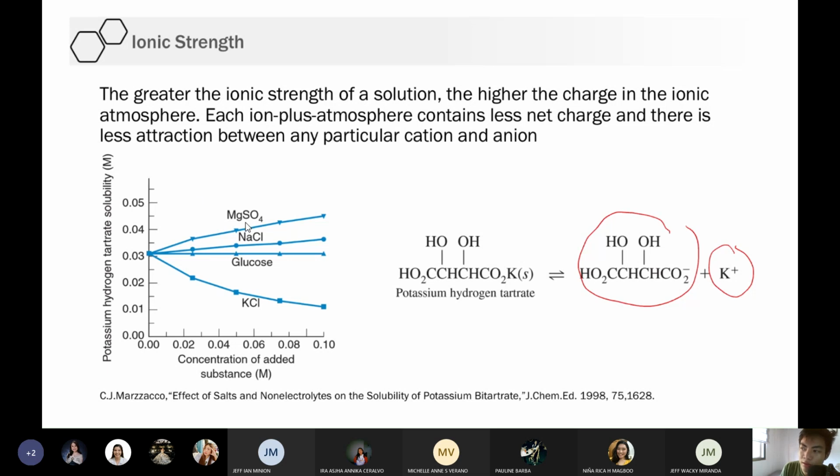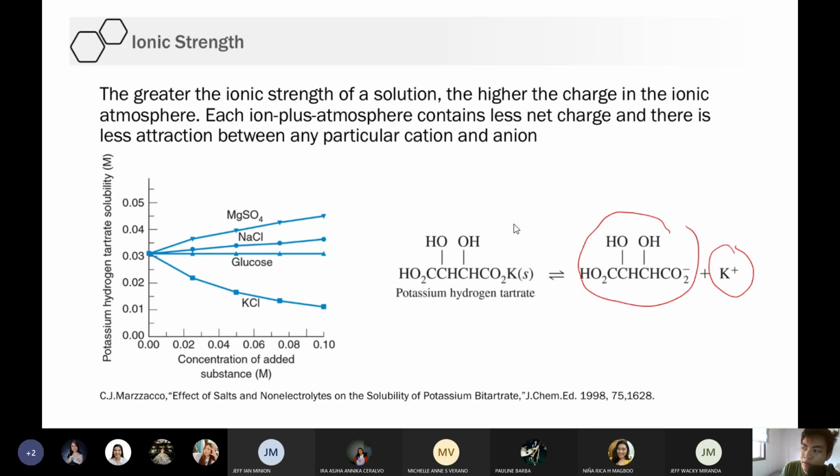As a result, their solubility will increase. More ions will be produced because there is a lesser chance for them to go back as precipitates. Also, for sodium chloride, what we can see on this graph is that the solubility also increases. However, the increase in the solubility is lesser than that of magnesium sulfate.